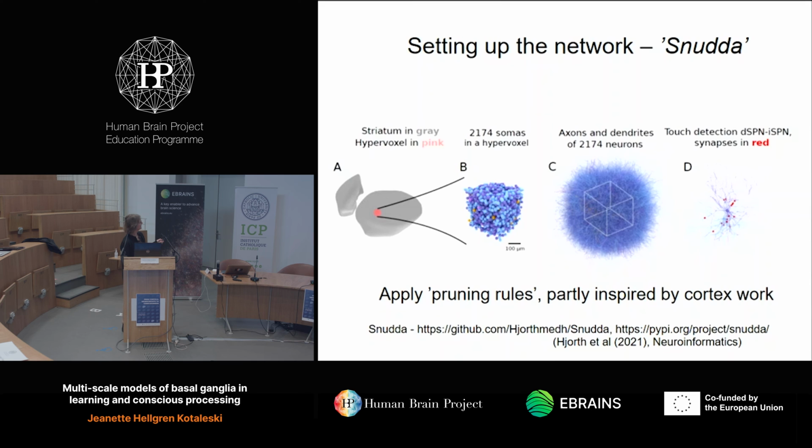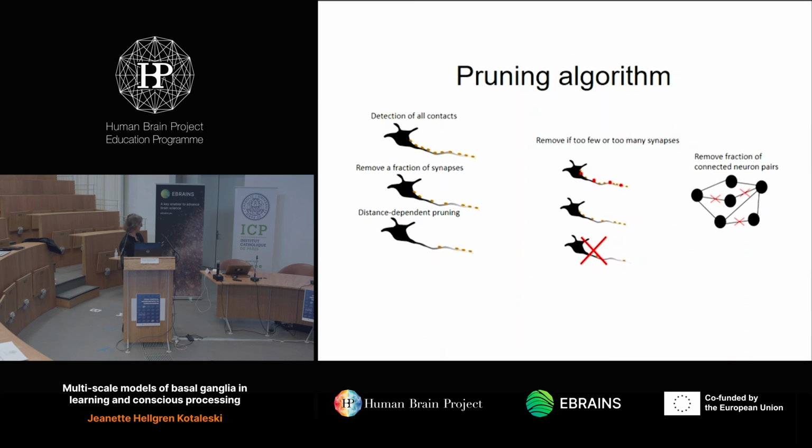And then to set up the network, we use a tool called Snudda, which means touch in Swedish. So this is an illustration. If this is a striatum and you look into a part of that, then you can place cells with the right density. And if you have also dendrites and axons, it looks quite crowded, and you can do touch detection where axons and dendrites come close to predict where connections could be, and then we apply pruning rules, which is partly inspired by cortex work.